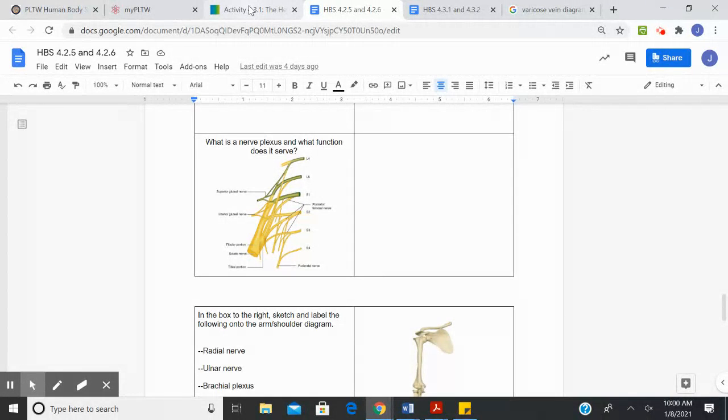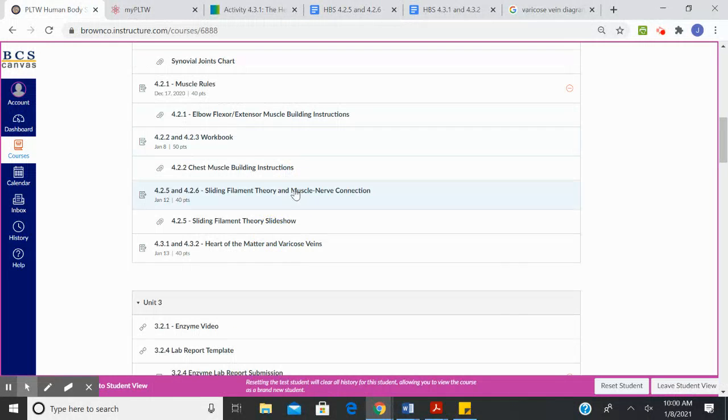So I made a new assignment. It's not going to be due until Thursday of next week. So I'm pushing this back to the 14th. 425 and 426 is due on the 12th, Tuesday. And then this new assignment, 431 and 432, will be due on Thursday. So let's look at that. And so I need to change that date. I will change this to the 14th.